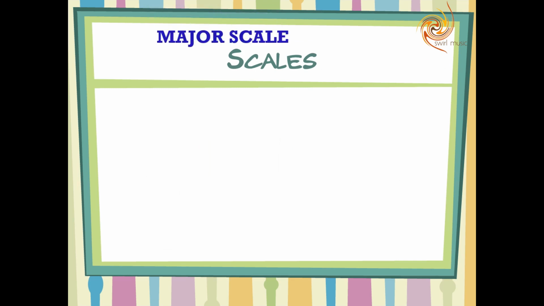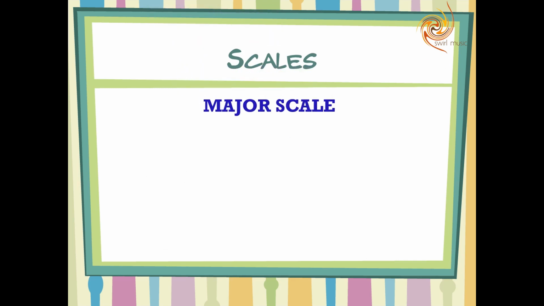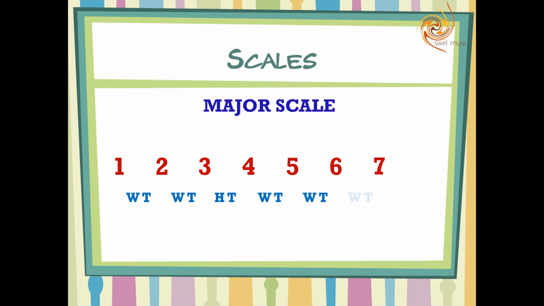So in a major scale, the distance between the first and the second tone is a whole tone. Between the second tone and third is a whole tone. Third and fourth is a half tone. Fourth and fifth is a whole tone. Fifth and sixth, a whole tone. Sixth and seventh, a whole tone, and seventh and eighth, a half tone. So the series would be whole, whole, half, whole, whole, whole, half.